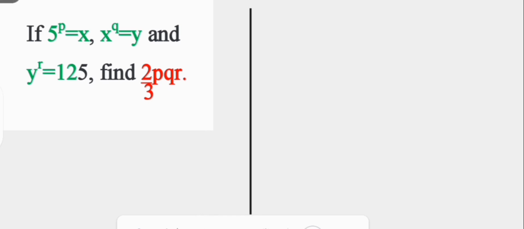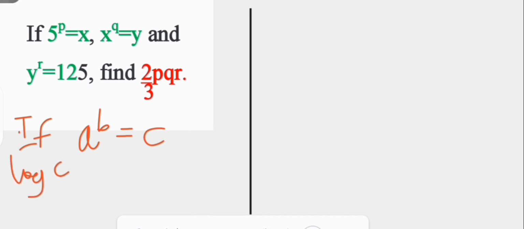But to start with, recall that if A raised to power B is equal to C, then by definition it means that the logarithm of C to base A is B. We will be applying this principle to the three equations given to us.